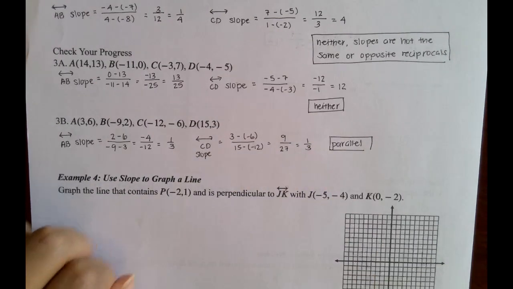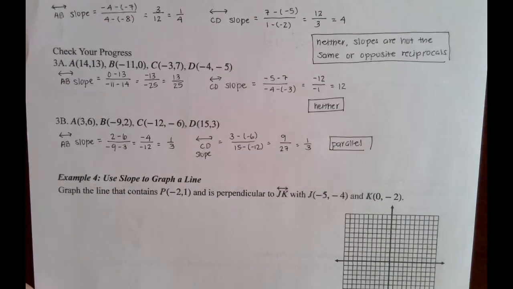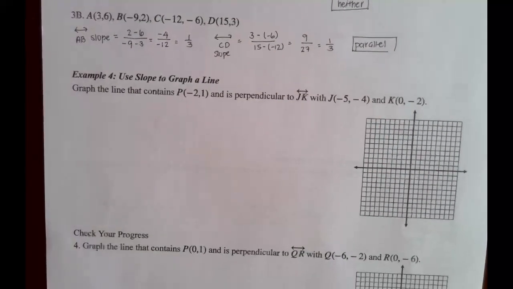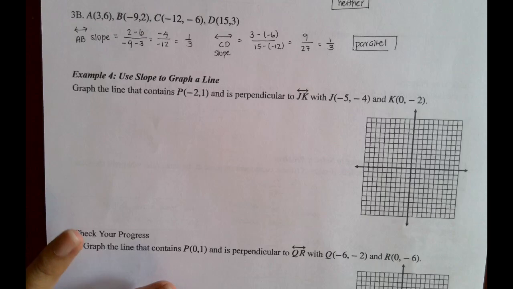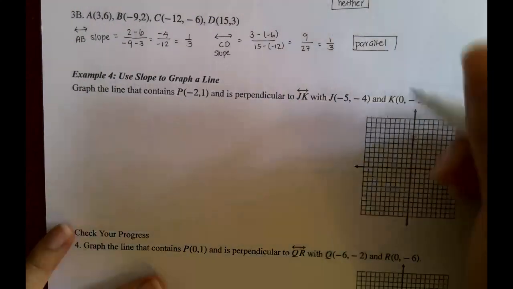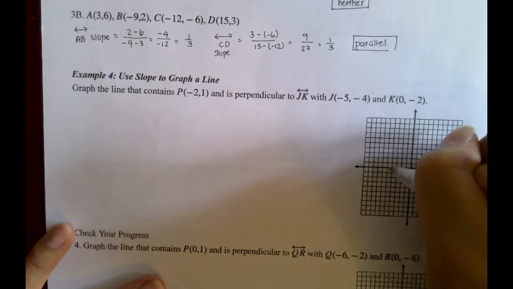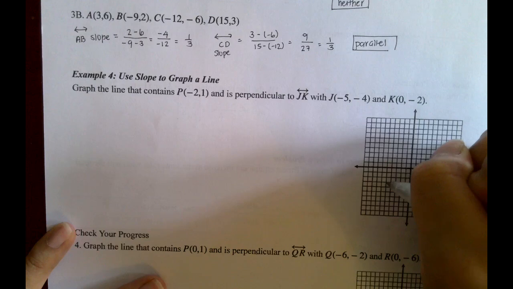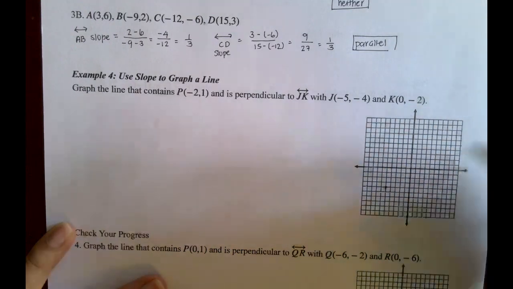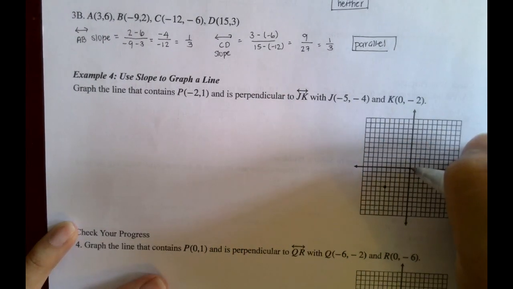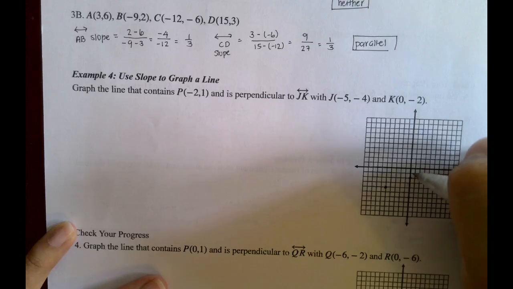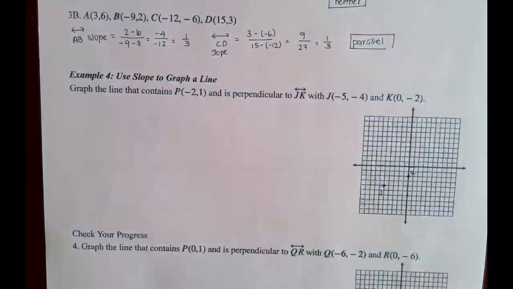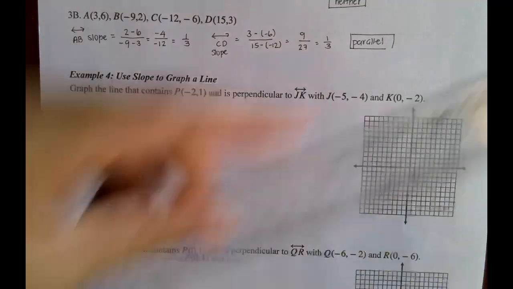Okay. So here's the next part. Okay. So here it asks me to graph the line that contains P, negative 2, 1, and is perpendicular to JK, with J at negative 5, negative 4. So 1, 2, 3, 4, 5. 1, 2, 3, 4. Here's J. K is at 0, negative 2, so that is here. So here's K, J. Let me just connect them.